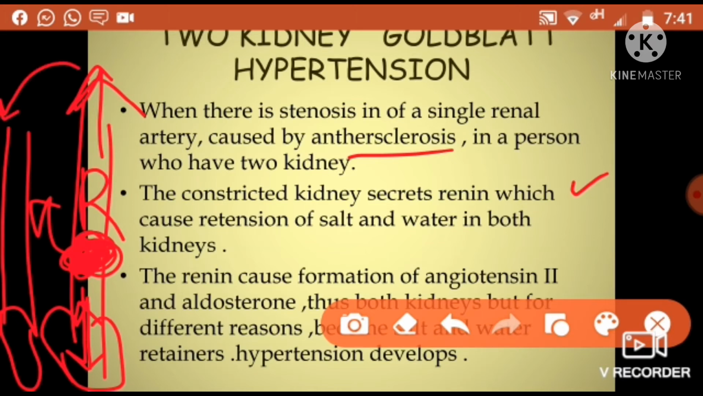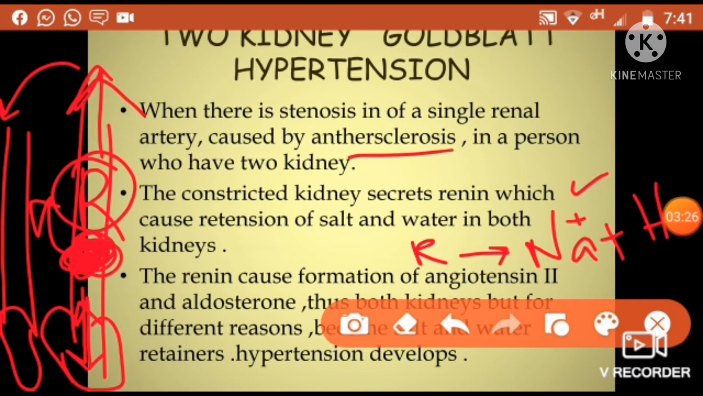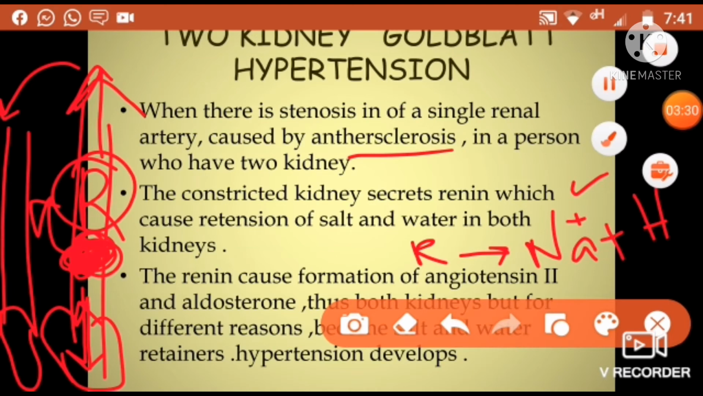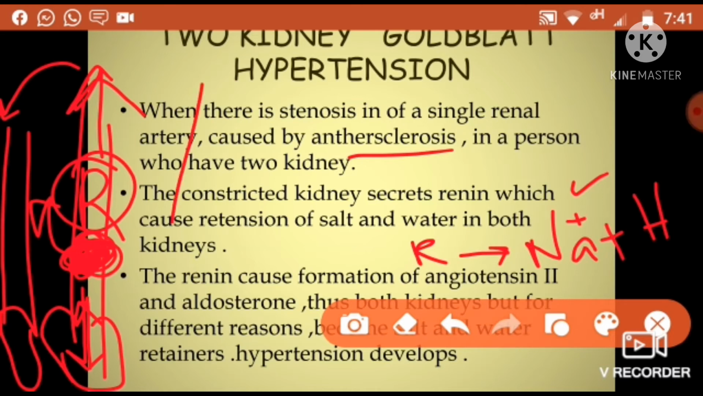And the retention of salt and water due to renin, as we know that renin retains sodium and water, so due to this volume increases. Due to the increase in volume, the kidney is also damaged by this effect automatically. The renin causes formation of angiotensin. This is not enough at all.